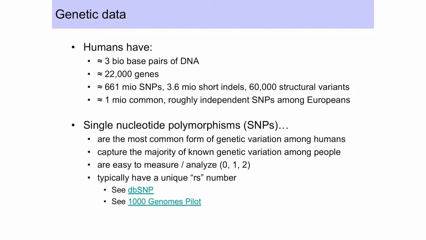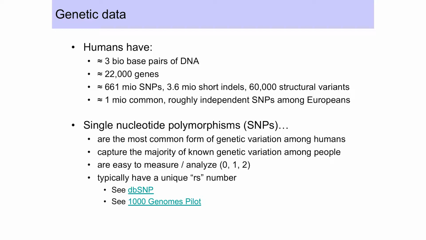The workhorse of all genetic work that we're doing at the moment are so-called single nucleotide polymorphisms. These are specific locations in the genome where some parts of the human population have a different base pair than other humans. So it's simply a variation of a base pair at a particular locus. These single nucleotide polymorphisms are the most common form of genetic variation among humans, and they capture the vast majority of known genetic variation among people.